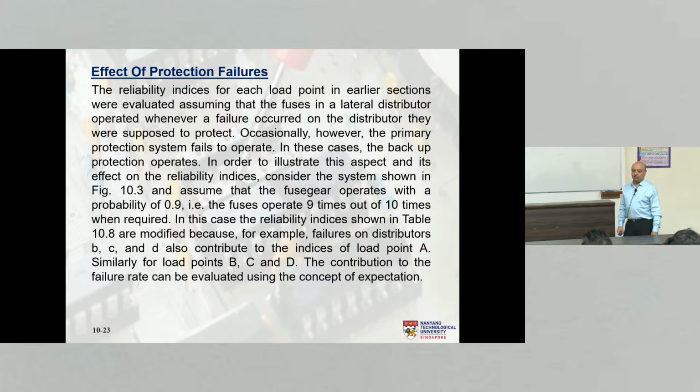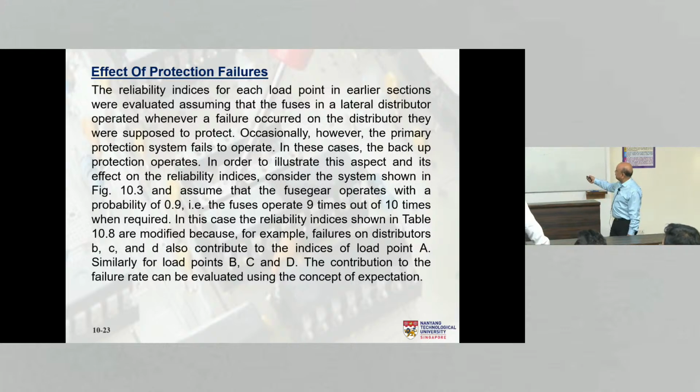You can include almost everything under the sun. Okay, so occasionally the primary protection system fails to operate. So what's the primary protection for the load? It's the fuse, right? That's the primary. The breaker is the secondary protection. So occasionally the fuse refuses to operate, and then you have to go back to the backup protection.